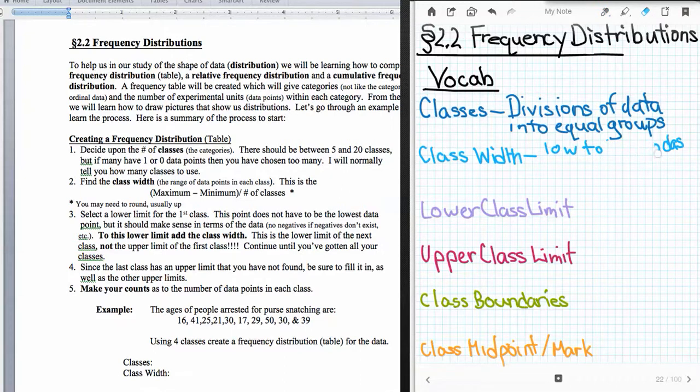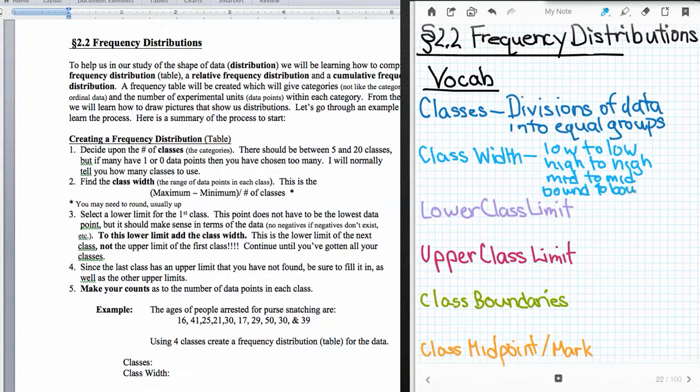So we want it to be low to low, or high to high, or mid to mid, or bound to bound width. And that's really what the class width is talking about.